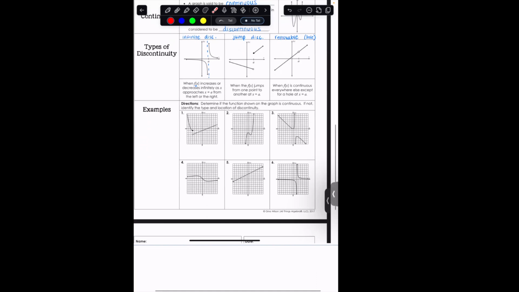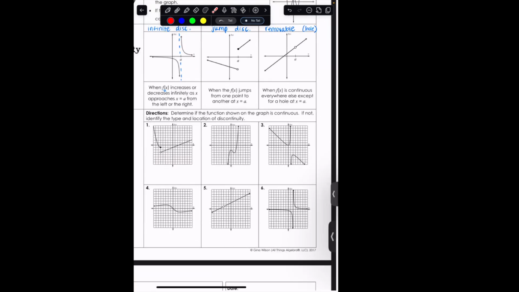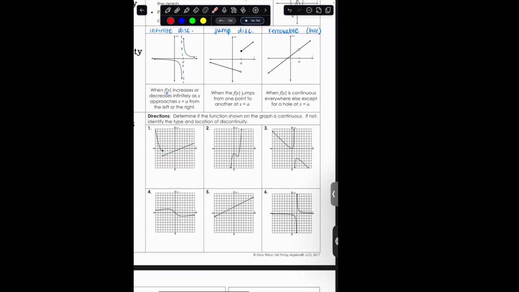All right, so I want to give you maybe like 3 minutes to look at these 6 graphs, and maybe only 2 minutes, it shouldn't take long. Determine if it is continuous, and if it is not, identify the type and location of discontinuity. So take about 2 minutes and do 1 through 6.